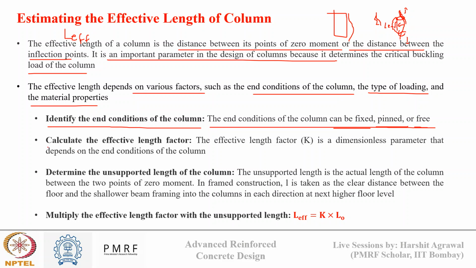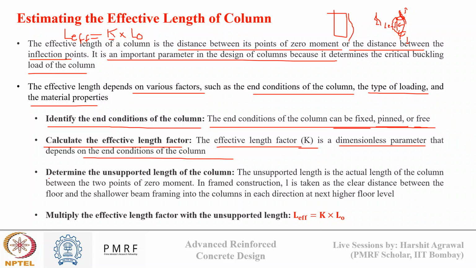Then we need to calculate the effective length factor. We know effective length is given by k times the unsupported length. So this factor k we need to calculate. It is a dimensionless parameter, and this factor k also depends upon the end condition of the column, the type of support and the type of frame. On both it depends.